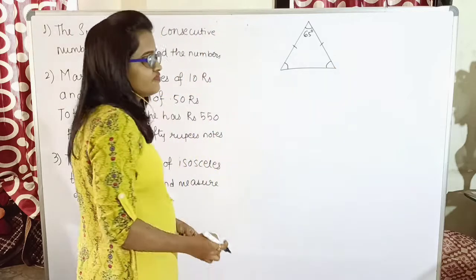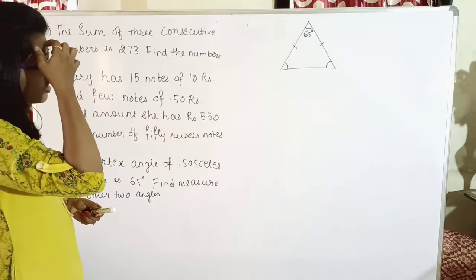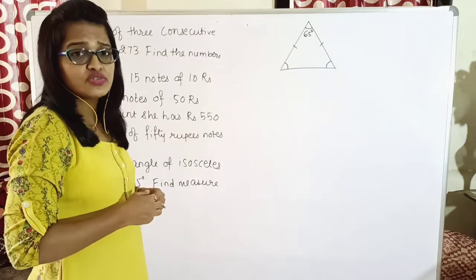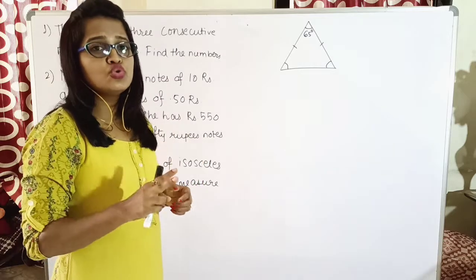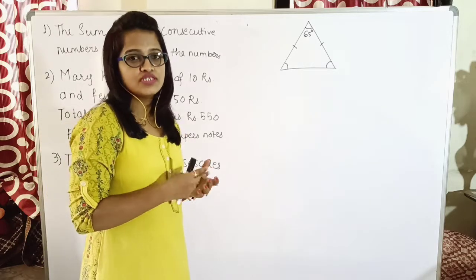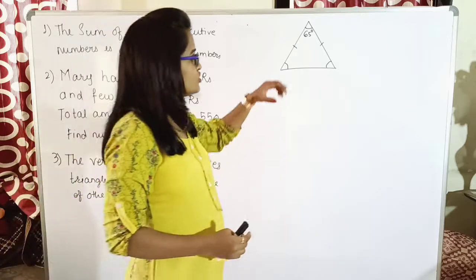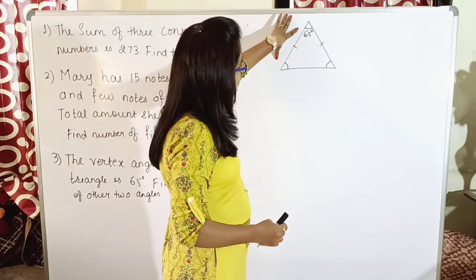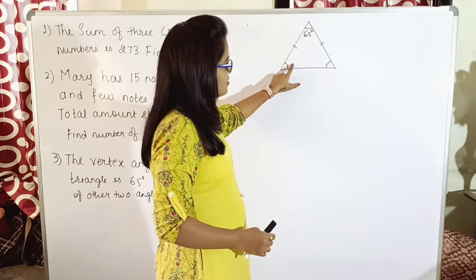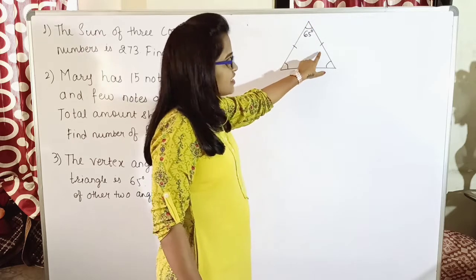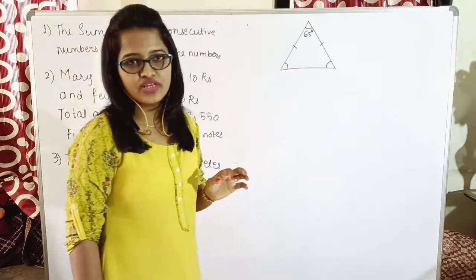Okay, fine. But what is the property with respect to an isosceles triangle? Yes, in an isosceles triangle, two angles are equal. Just like there are two sides equal, the angles opposite to those sides are equal. So which is the angle opposite to this side? And which is the angle opposite to this side? Just like there are two equal sides, there are two equal angles in an isosceles triangle.